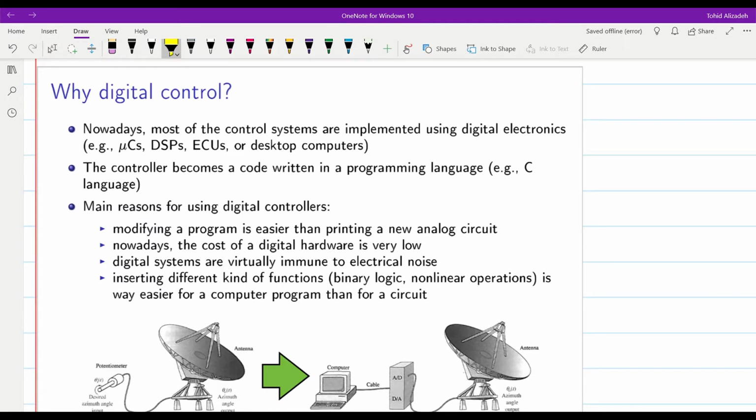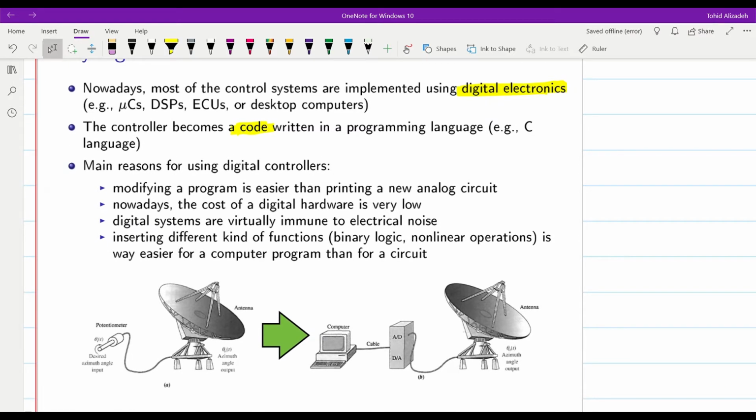Nowadays most of the control systems are implemented using digital electronics, like the microcomputers, DSPs, ECUs, desktop computers, and so on and so forth. When this happens, the controller becomes a code written in a programming language, such as C or any other programming language. So instead of having an analog circuit which performs the control action, the control action will be generated using a piece of code, which is written or developed by the user and then transferred to the processor.